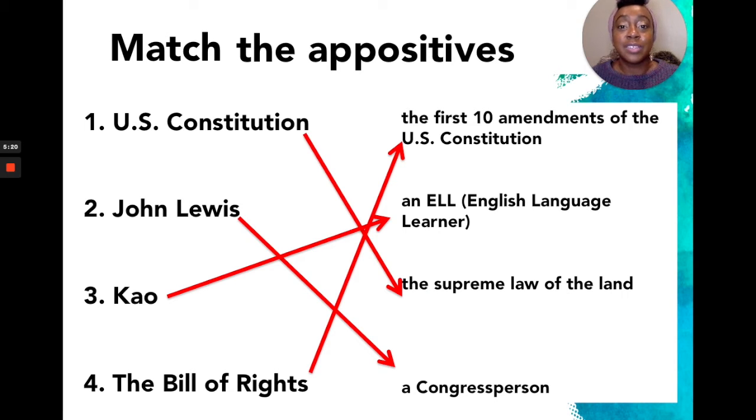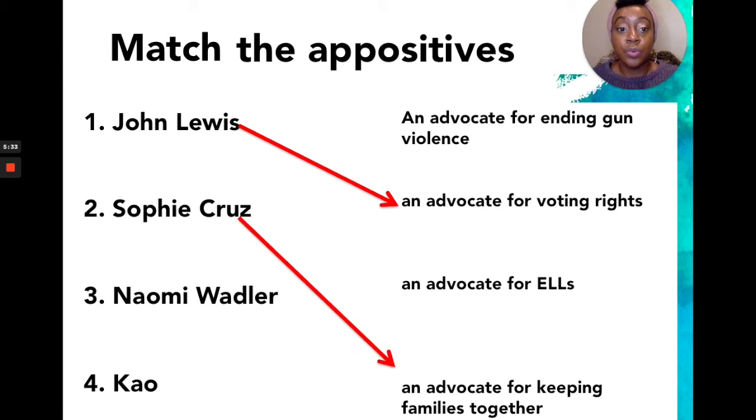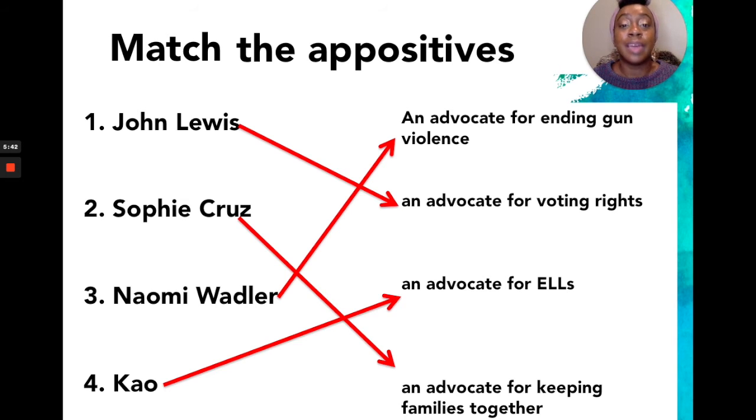Let's practice with another set of subjects. John Lewis, Sophie Cruz, Naomi Wadler, and cow. So John Lewis, an advocate for voting rights. Sophie Cruz, an advocate for keeping families together. Naomi Wadler, an advocate for ending gun violence. And cow, an advocate for L's.